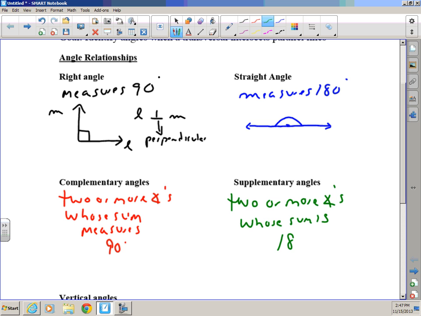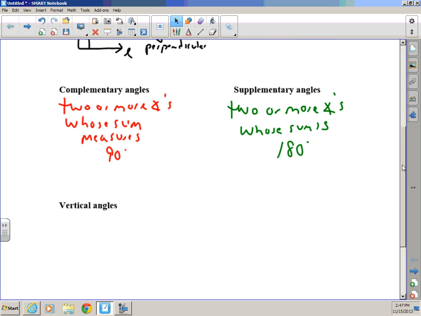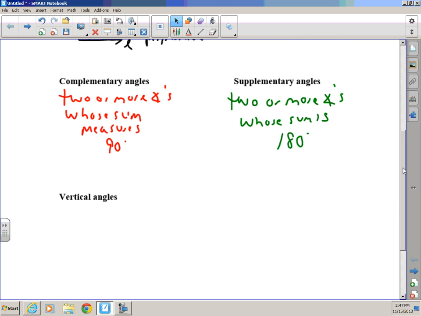is 180 degrees. Now, students will regularly get complementary and supplementary mixed up. The way I've taught it is that they go in alphabetical order, C and S, and then in numerical order. I had a student mention today that the C you can make a 9 out of to make 90, and the S you can make an 8 out of for the 180. Whatever works to get you to remember.